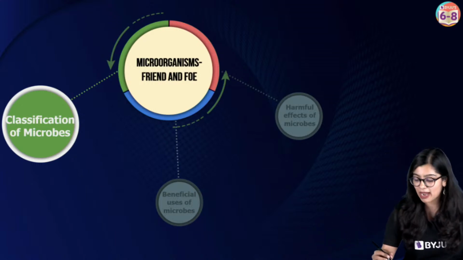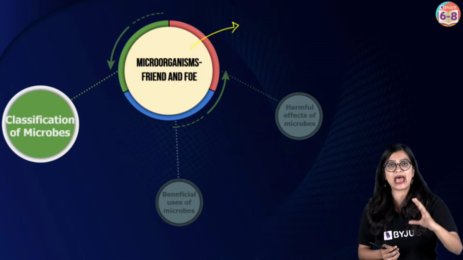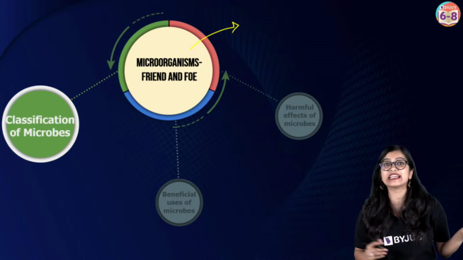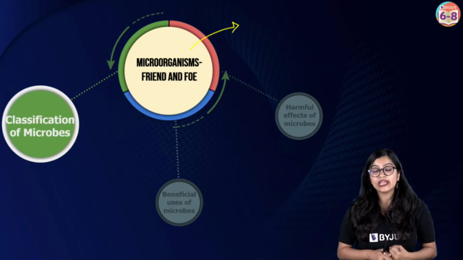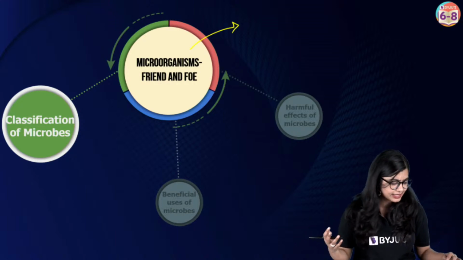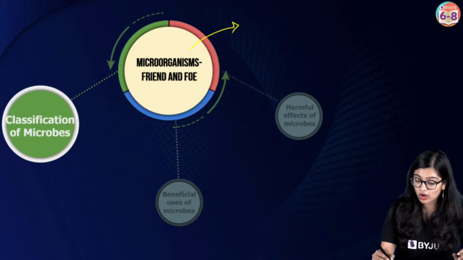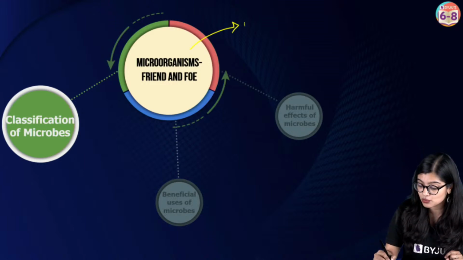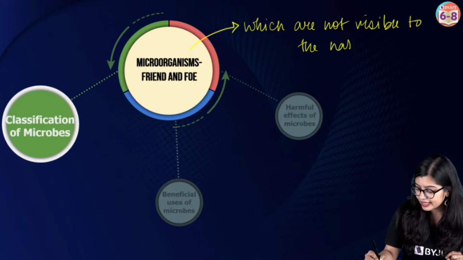Now, when we talk about microorganisms, right? We are living organisms. You and I, you, me, plants, animals, everything is living, right? And what do we say when it is living? It has the ability to grow. It has the ability to maybe produce energy, eat food, right? This is what we consider as living organisms, right? But we also see that there are some living organisms which are not visible to the naked eye.